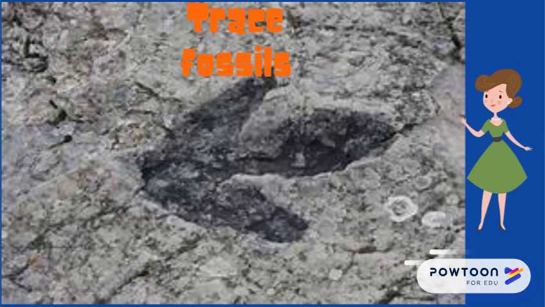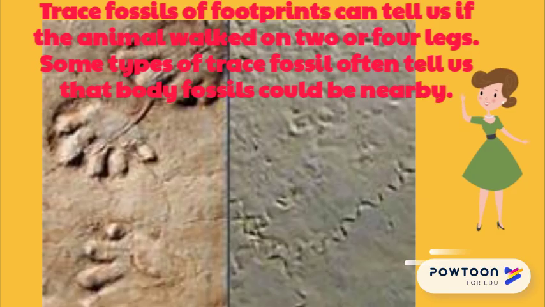Let's also continue to look at trace fossils. Trace fossils are preserved signs of animals. They are not remains of a plant or an animal body. Fossil footprints, nests, eggs, burrows, and droppings are trace fossils. Trace fossils give us information about how the animal lived.